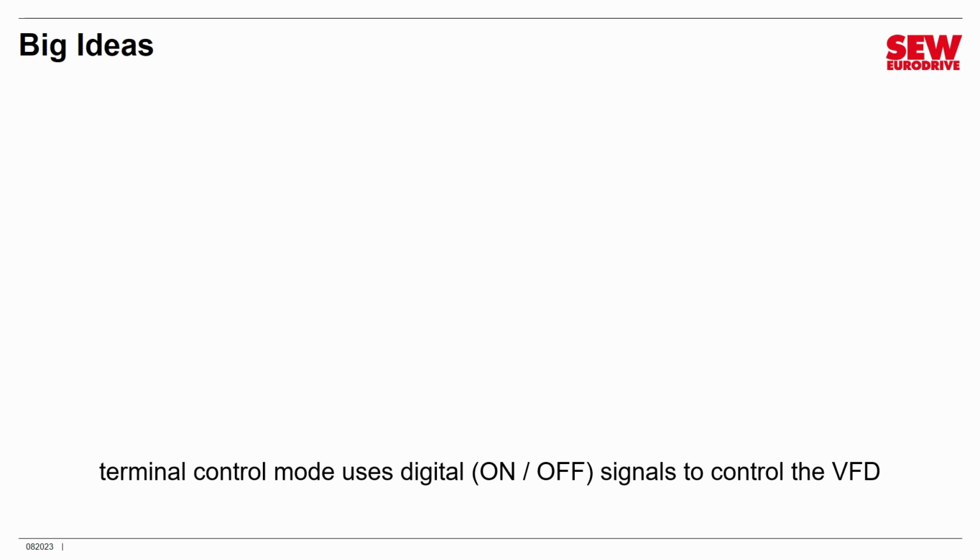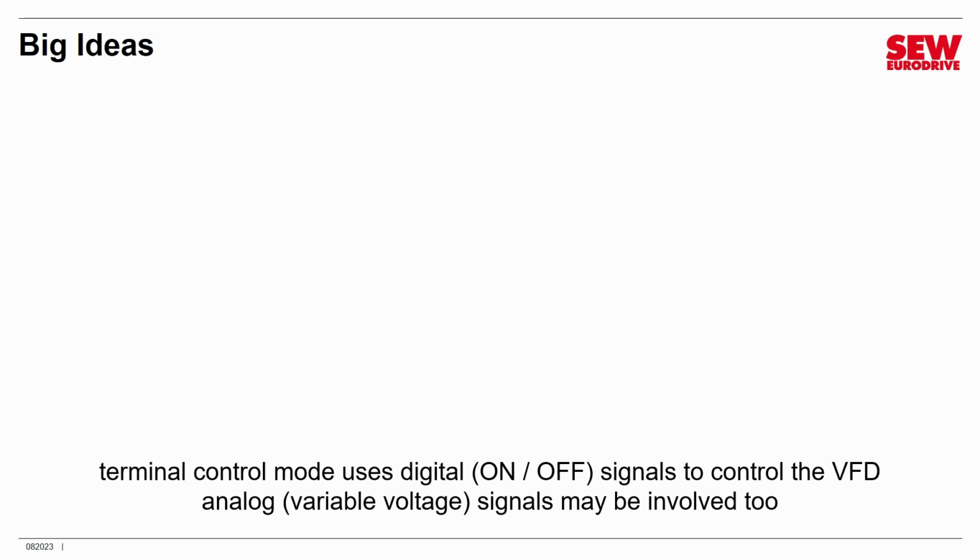Some people call terminal control mode binary mode because it uses on-off signals, and that is certainly okay, but I should mention with the MOVITRAC LTE-B+, analog signals, in other words, variable voltages, may also be involved, and of course these are not binary signals. So, terminal control mode on a MOVITRAC LTE-B+ is actually a mixture of binary and analog signals. We'll see how this works in just a few minutes.